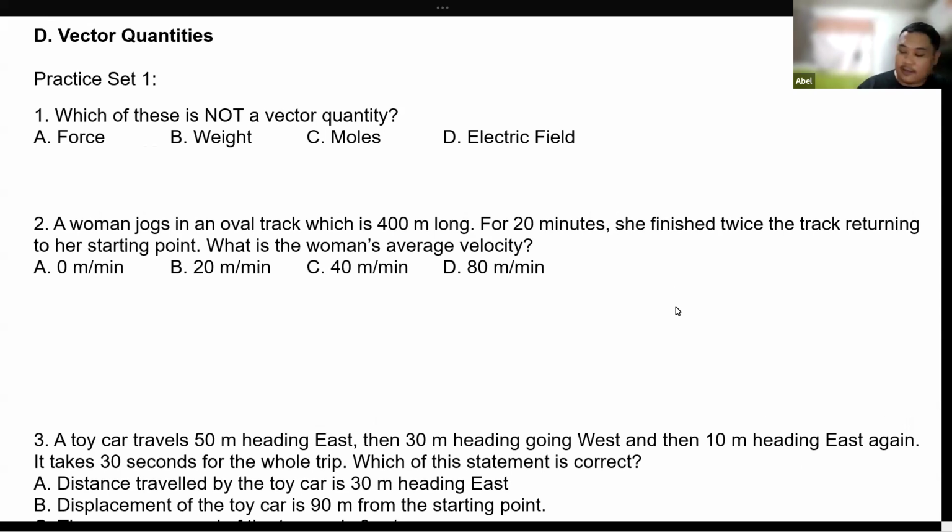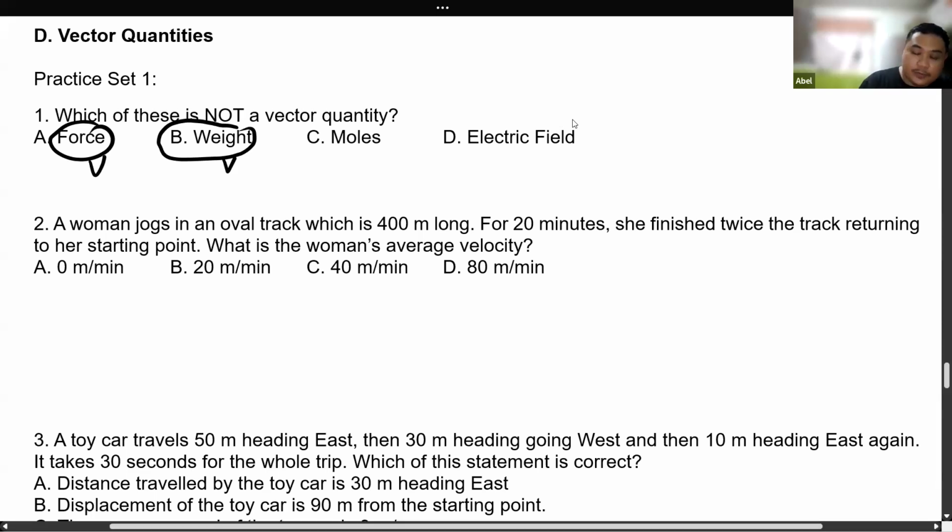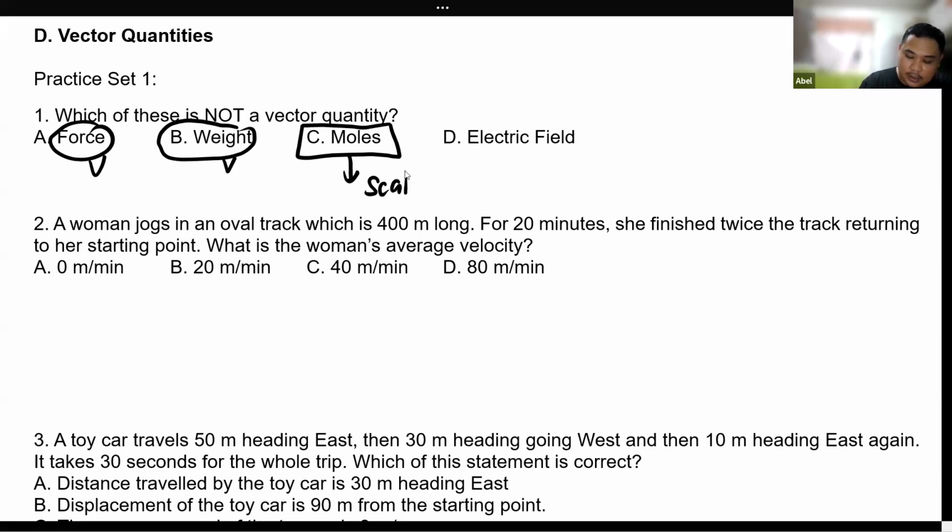Which of these is not a vector quantity? Now, you just need to take note, weight is a vector quantity. Force is also a vector quantity. In fact, weight is a force. Although you are not familiar with the electric field right now, the electric field is a vector quantity. It needs direction. But moles is the amount of substance, and it is a scalar quantity. And so you don't need direction for moles. The answer here is letter C.